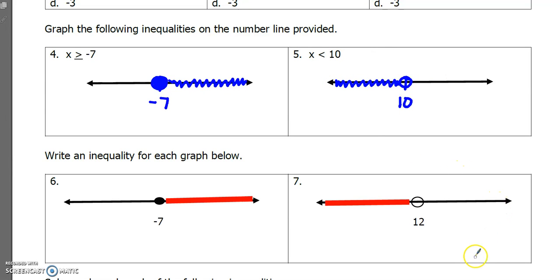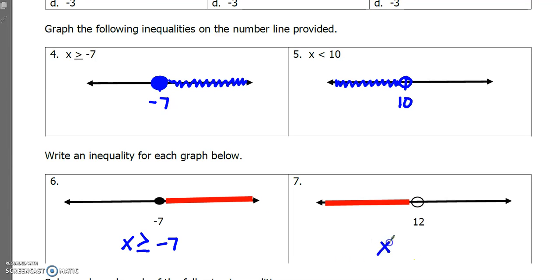Number 6 is asking us to write an inequality. So I'll use x for my variable, and here's -7. And it is a closed circle, so that means we will have an equal to, and then it is shading to the right, which means these are greater than numbers, so I will have my greater than sign.